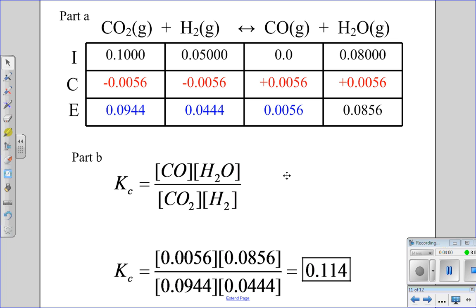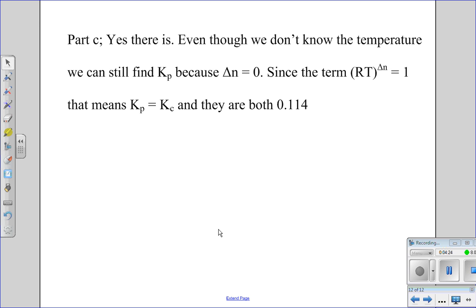The last question, part C, wants to know if you can figure out what Kp is from this. And this is a little bit of a tricky one, but not much. Initially, you might think that, oh, my equation to turn Kc into Kp has to have the temperature. And I don't have temperature, so I'm stuck. But that's not the case, you can find it. And this is the key thing, that delta N is 0 in this case.